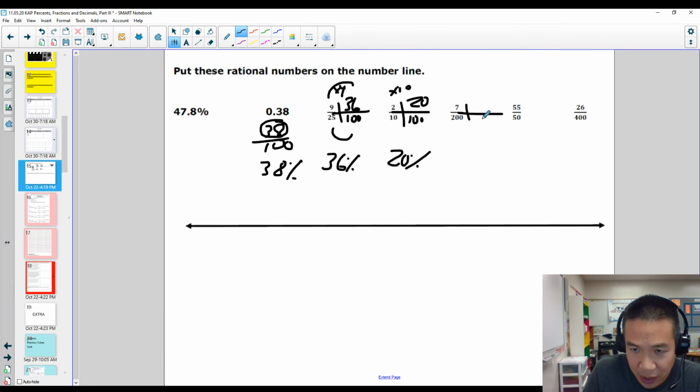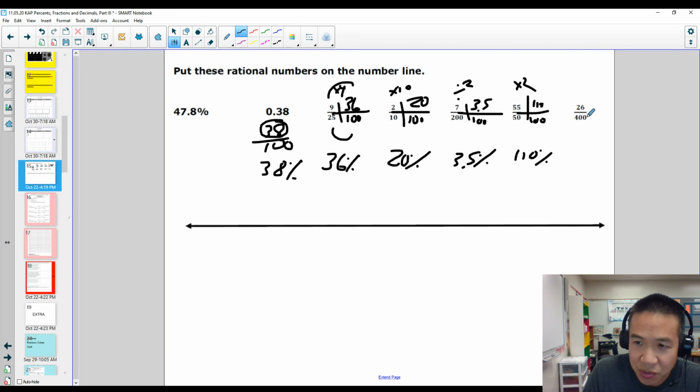Then for this one, how do you break it down from 200 to 100%? You divide by 2, so that's 3.5 or 3.5%. And this one, how do you build this to 100 times 2? That'd be 110 or 110%. And last but not least, how do you break this down from 400 to 100?